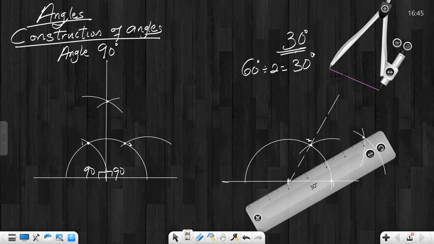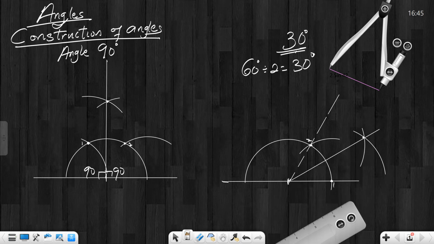So this is 30 degree now. Then for my starting point, I draw a straight line. So when you look at this place is 30 degree. This is also 30 degree. So now we've done 90 and 30.